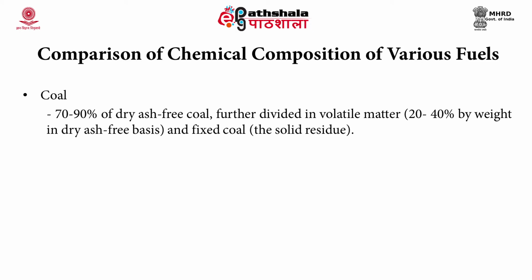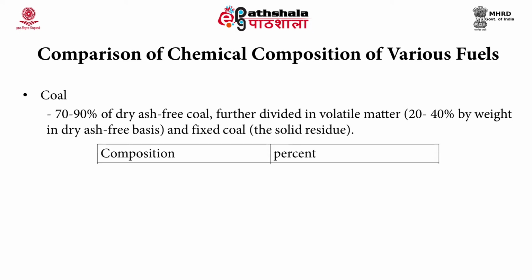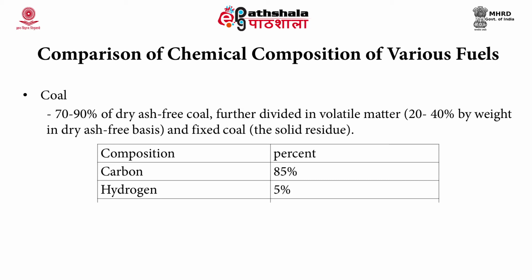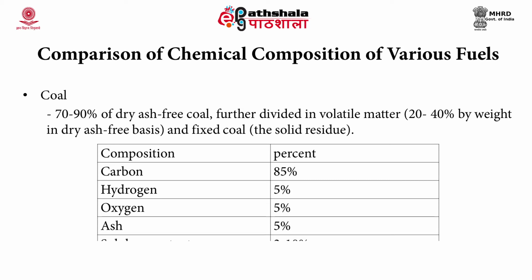The dry coal composition is 85% carbon, 5% hydrogen, 5% oxygen and 5% ash by weight. Sulphur content is 2 to 10%. The remaining 70 to 90% is dry ash free coal, which is divided into volatile matter, which accounts for 20 to 40% by weight, and fixed carbon, which is the other part of the solid residue.